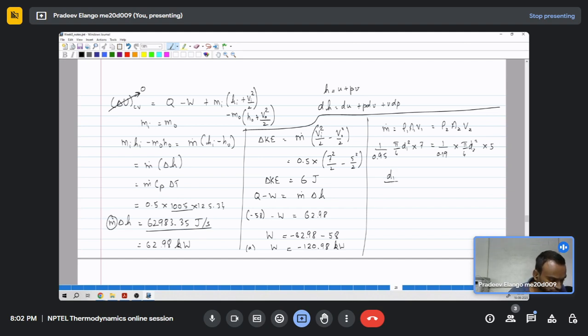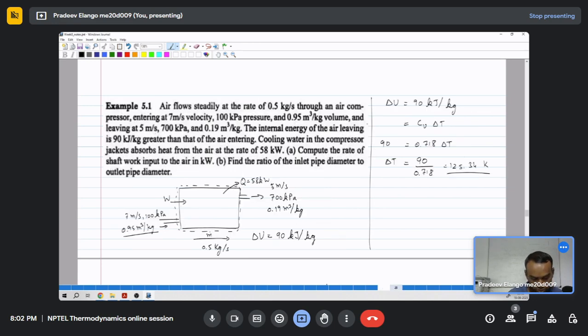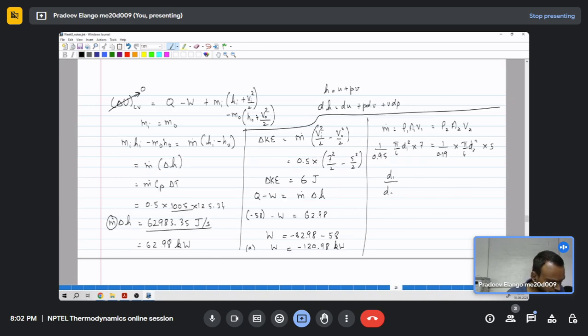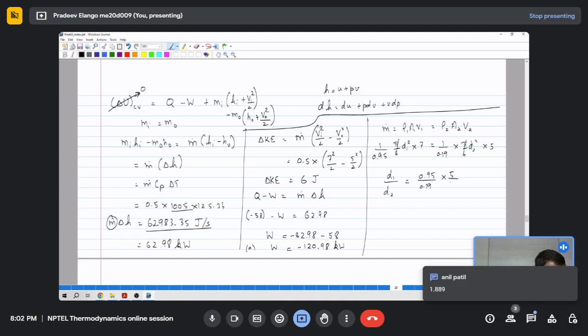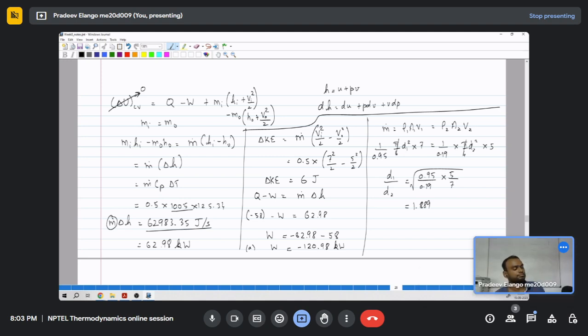So we want to find the ratio of inlet pipe diameter to outlet diameter. So d1 by d2 is, we have 0.95 by 0.19, pi by 4 will get cancelled, and then we have into 5 by 7, all under root. It is 1.889, so almost 1.9 is d1 by d2.